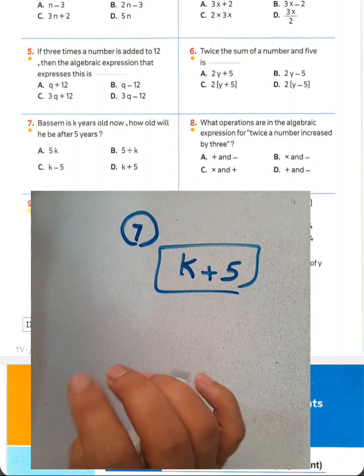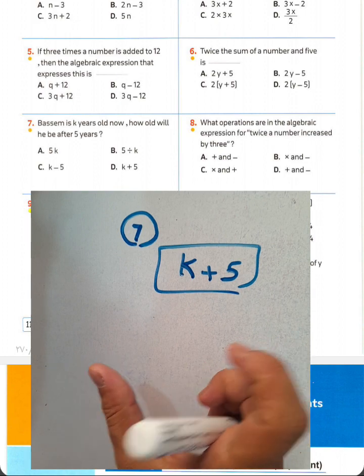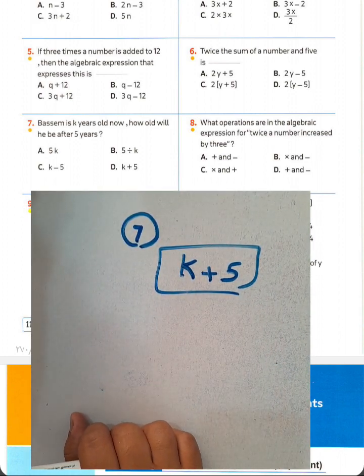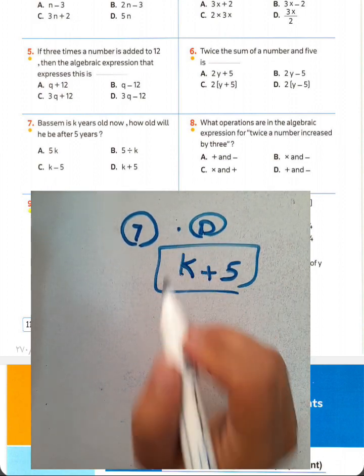Basim is k years old now. How old will he be after 5 years? It will be k plus 5. Choose letter D about question number 7.